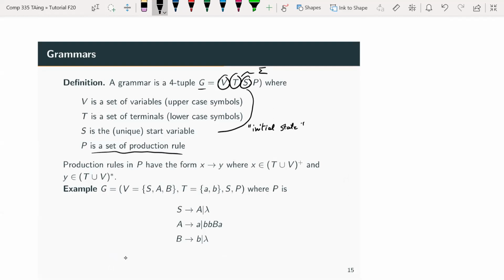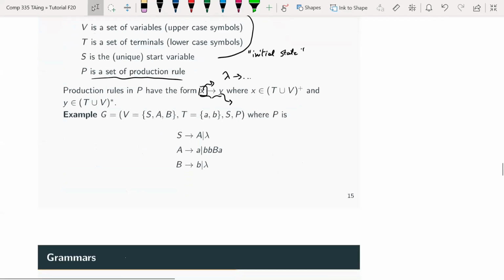P is very similar to the transitions in your FA. The production rules have the form X gives you Y, where X can be any combination of terminals and variables, except lambda. So you can't have something like lambda gives you something. The right-hand side can literally be anything. It can include lambda, and it can have any combination of terminals and variables. So the right-hand side is free for you to decide. The only restriction is that X can't just be lambda.